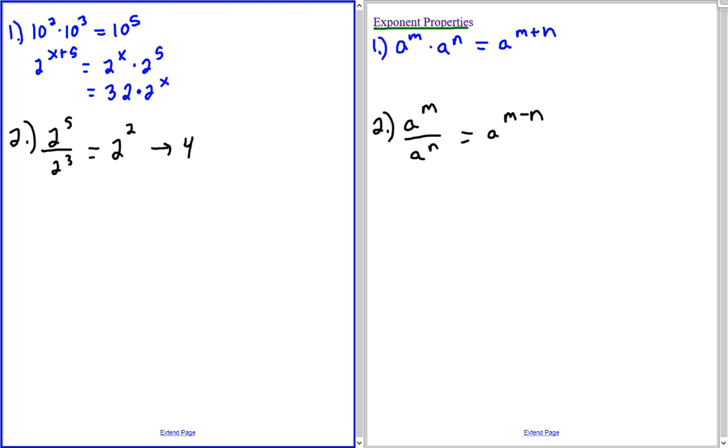Now looking at it vice versa, we will look at it as 2 to the 3 minus x. That's equivalent to 2 cubed, since it's minus, that's being divided by 2 to the x power, which then becomes 8 over 2 to the x. Third property.